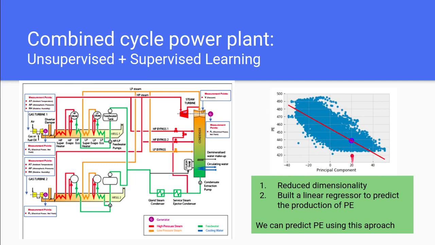So basically we have 20 of principal component value, and that means that we have different values of the original variables. So with this value of 20 we can know that we are going to have 440 of electric power. So basically now we can predict the electric power using this approach.